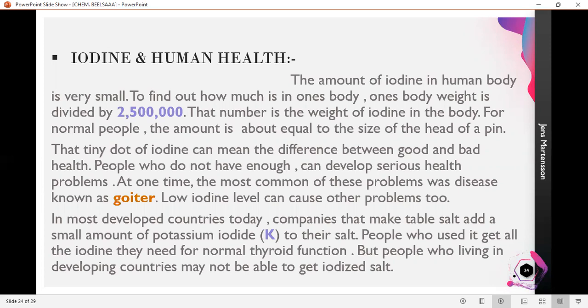At one time, the most common of these problems was a disease known as goiter. Low iodine levels can cause other problems too. In most developed countries today, companies that make table salt add a small amount of potassium iodide to their salt, which is called iodized salt. People who use it get all the iodine they need for normal thyroid function, but people living in developing countries may not be able to get iodized salt.